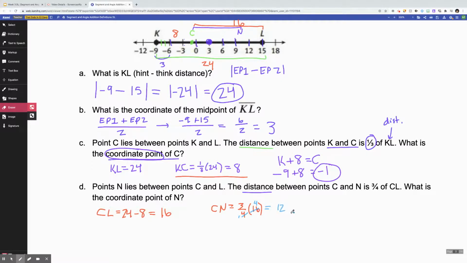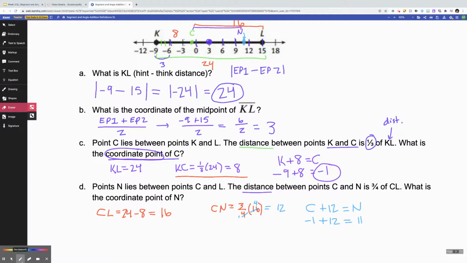Okay, again, 12 is not the location, it is the distance from C to N. So I know that C plus 12 is going to have to give me N, right? And C, we found out the last one is -1, so -1 plus 12 is equal to 11. So point N is right here at 11, okay?